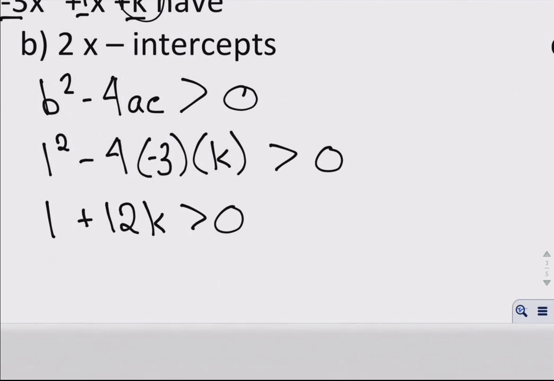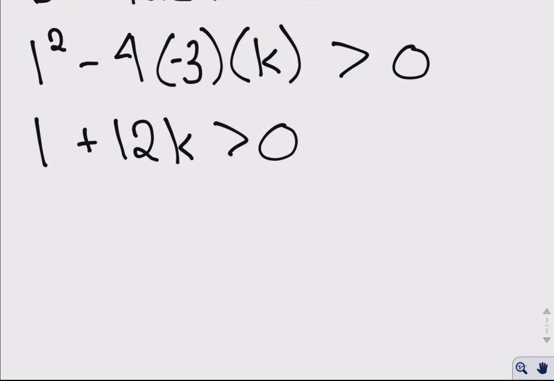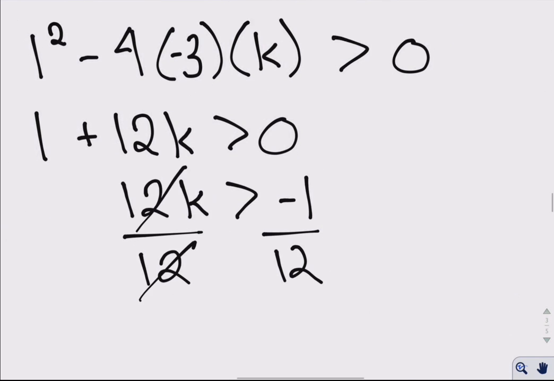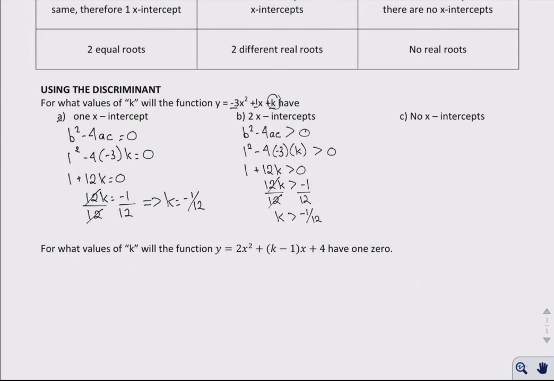How do I solve an inequality? Well, treat it like an equality, like an equal sign. Although there's some things that can change, but we'll deal with them as we come across them. But just treat it like an equality. So I'm going to bring the 1 to the other side and end up with 12k is greater than negative 1. Divide by 12. And you have your answer. I get k has to be greater than negative 1 over 12 in order for my quadratic equation to have two x-intercepts.